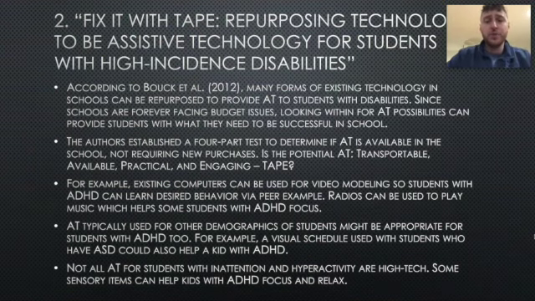So for example, existing computers can be used for video modeling, so students with ADHD can learn desired behavior via peer example. Radios can be used to play music, which helps some students with ADHD focus. Assistive technology used for other demographics of students might be appropriate for students with ADHD too. So, for example, of a low tech form of assistive technology, a visual schedule can be used for students who have autism spectrum disorder, but it could also be used for a kid with ADHD.